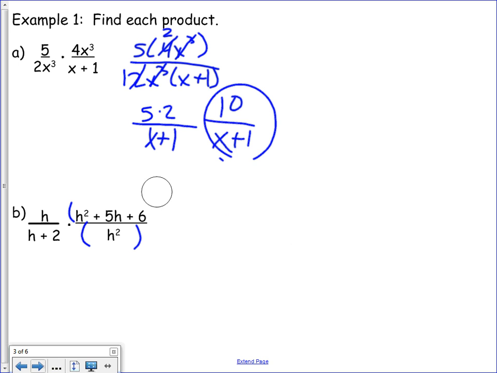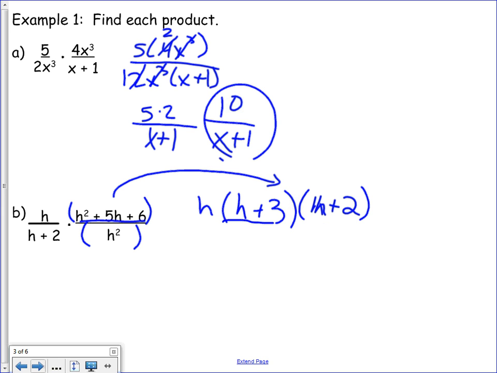So rewind a little bit. We'll factor this out first. So we have h, and then when we factor h squared plus 5h plus 6, we need factors of 6 that are going to have a sum of 5. So that would be 3 and 2. So we'll have h plus 3 and h plus 2, because 3 times 2 is 6, and 3 plus 2 is 5. So now we've factored this out here, and then we're going to divide by h plus 2 and h squared.